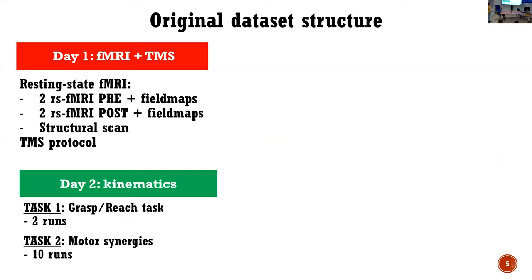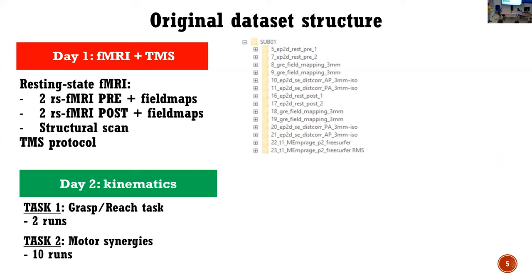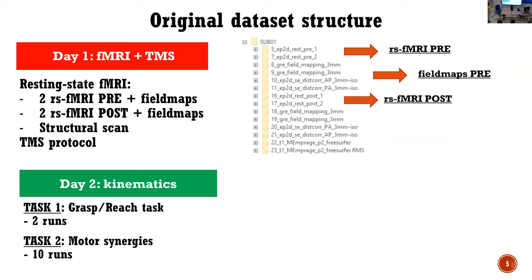So I will now show you the original data structure. The first part, this is the original folder that you usually download directly from the DICOM system. As you can see, we had the two resting state functional runs prior to the stimulation, and the field maps that are needed to perform the preprocessing prior to the stimulation. Then we had the two resting state post runs, the field map for the post, and we also acquired the structural scan.